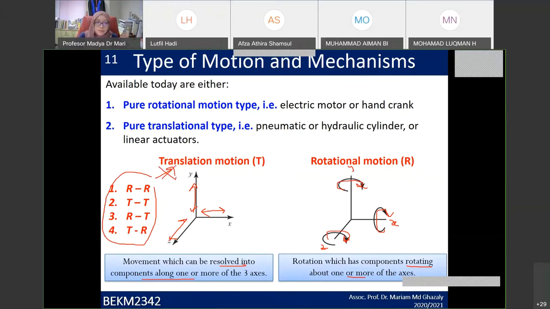So what I want to share is that there are four types of motion that you can apply for a mechanism. The first one is rotary to rotary, for example, just now the belt drive. And then you have translational to translational, meaning linear to linear motion. You have rotary to linear motion. And you have linear to rotary motion. So we will look at how to convert this motion using different mechanisms.